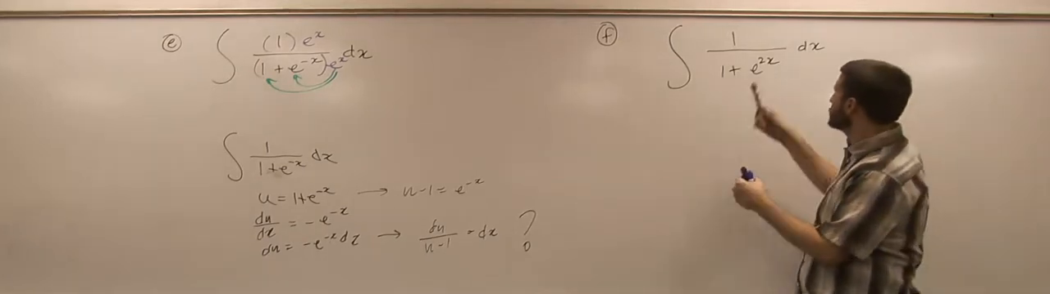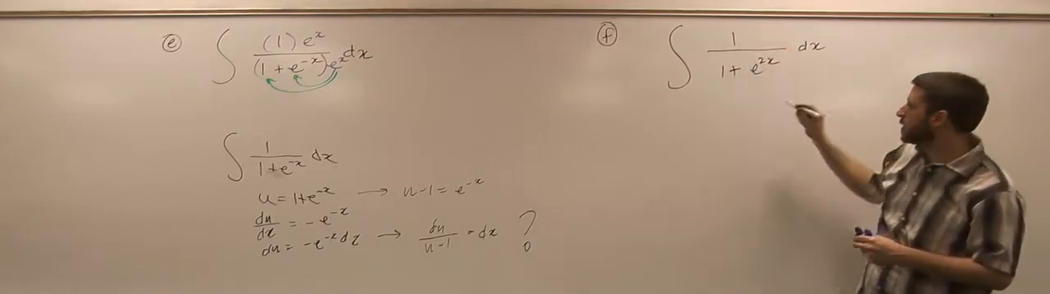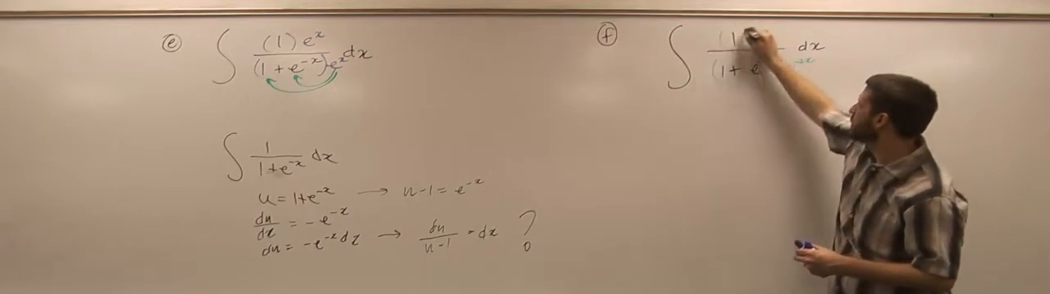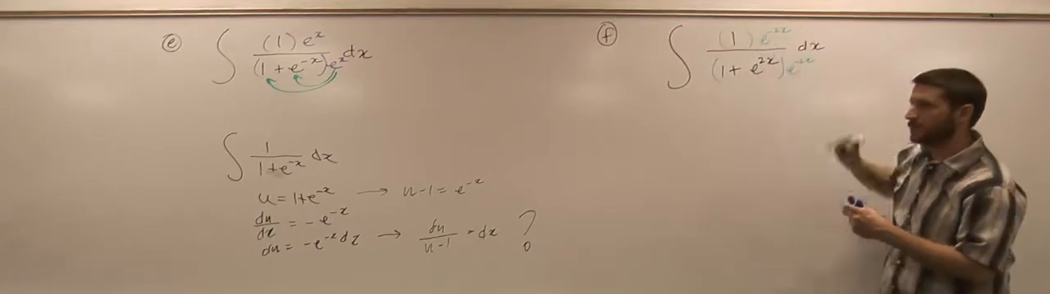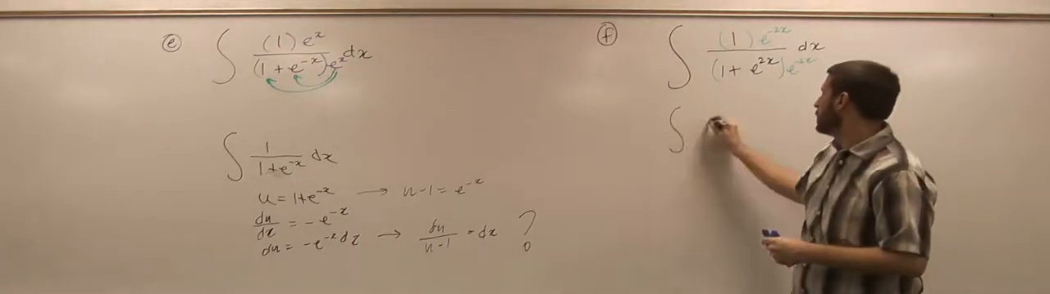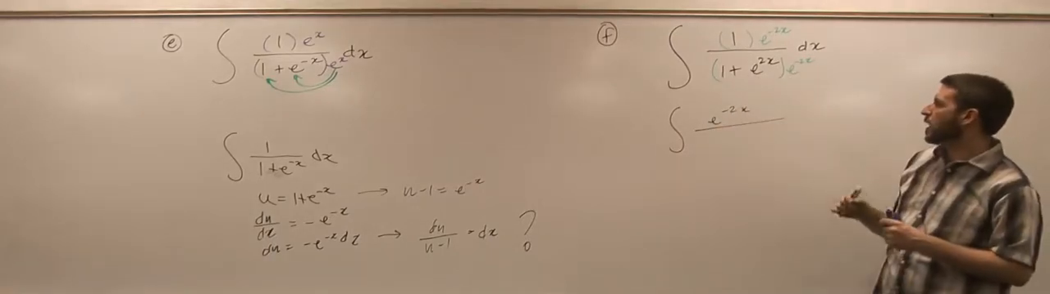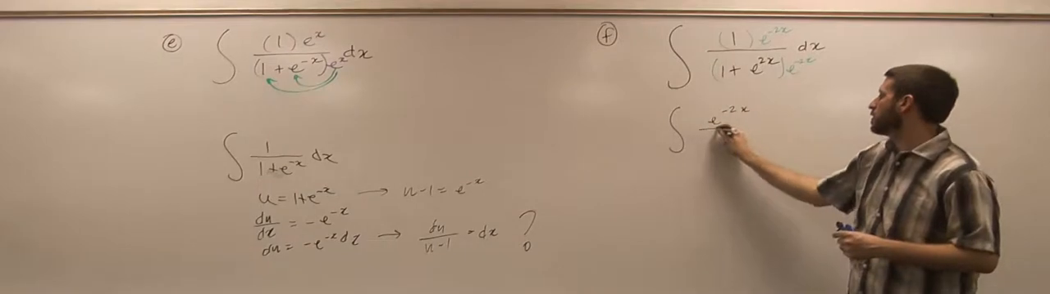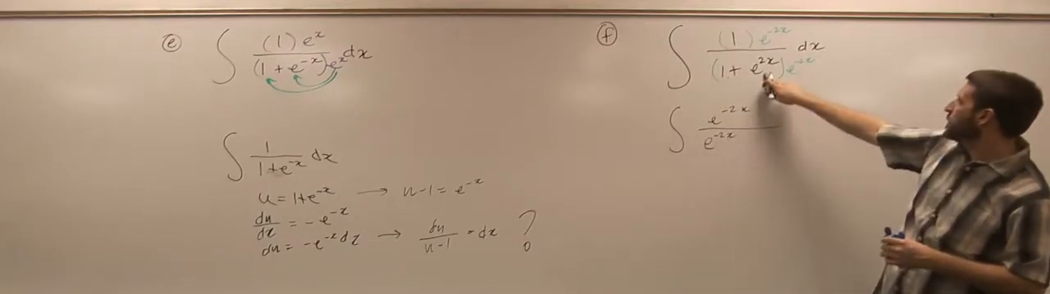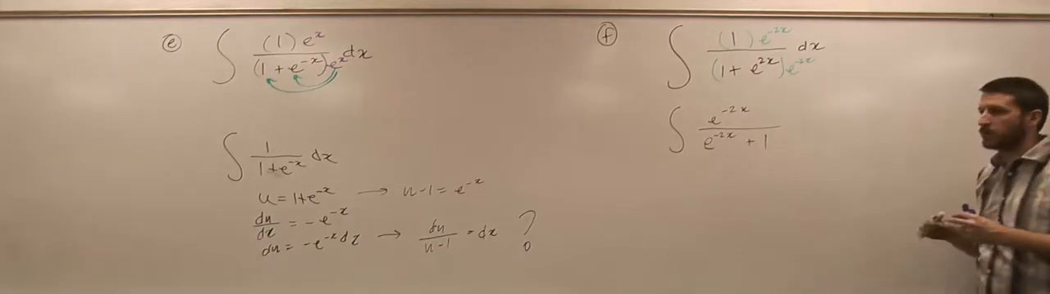So you want to multiply by something that's going to simultaneously cancel this out and give you a du on top. So I would do e to the negative 2x over e to the negative 2x. That way you get the integral of e to the negative 2x. When you multiply it and distribute on the bottom, what happens? The 1 gives you e to the negative 2x, but the e to the negative 2x and the e to the positive 2x becomes 1.